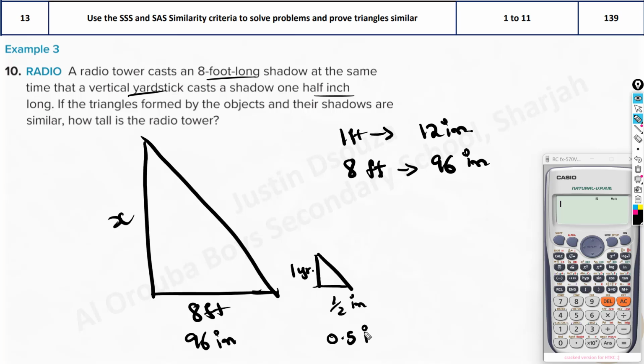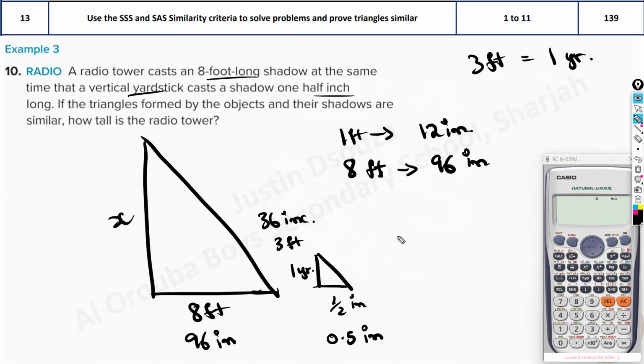This is 0.5 inches. But how do we do yards? Let me just look into the conversion factor and just come back. Okay, I got it. It's 3 feet equal to 1 yard. So now we have 1 yard which is equal to 3 feet. But now we don't want it in feet, we want it in inches. So multiply this by 12. 12 times 3 is 36 inches. So this is 36 inches, half an inch, unknown value, 96 inches.